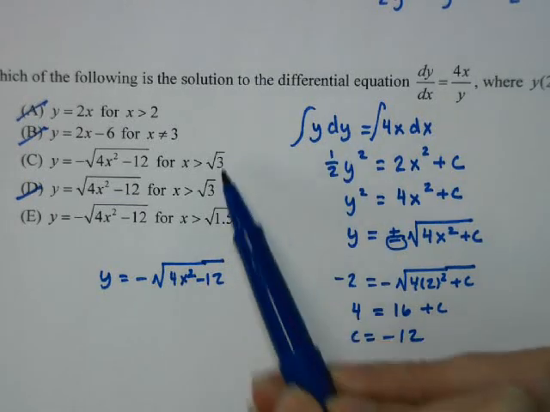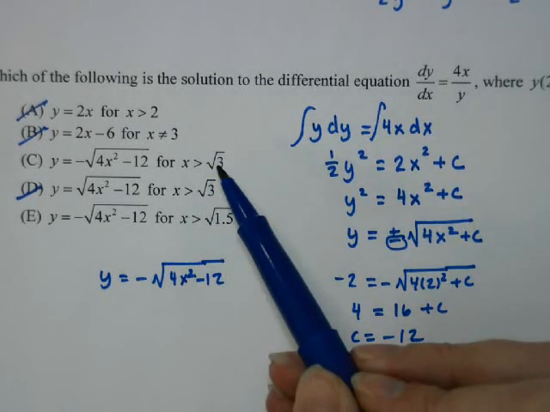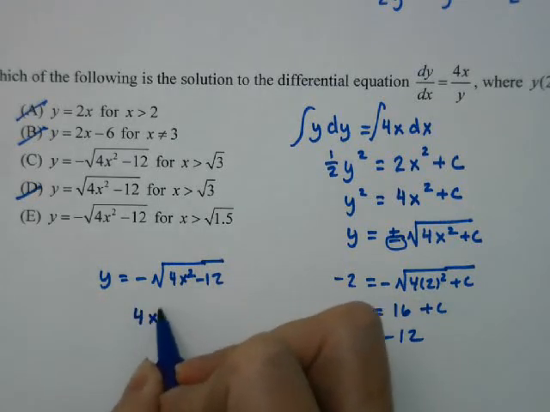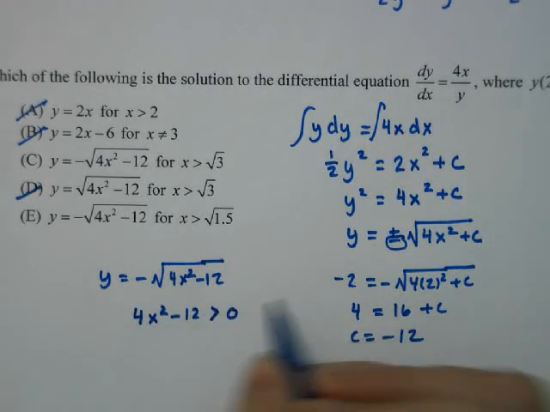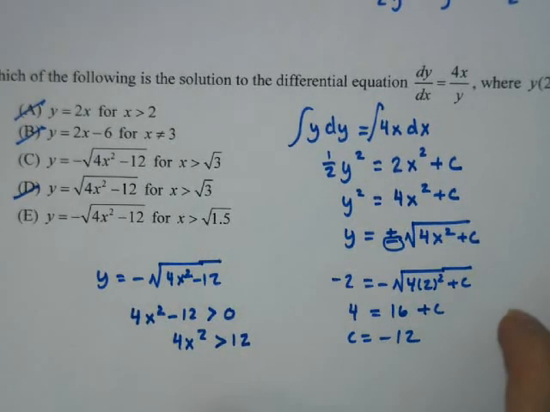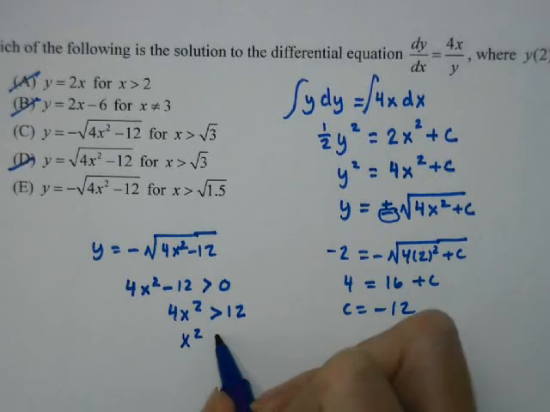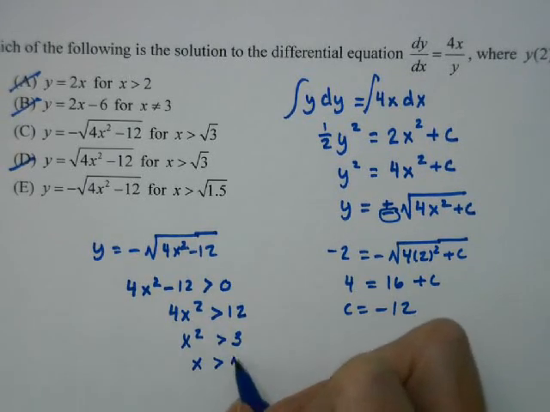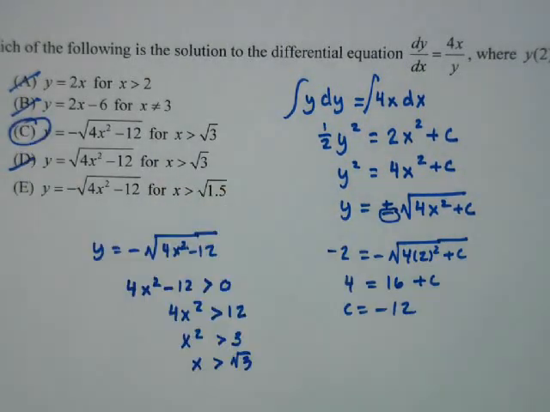Okay, so the difference is this. So why is it root 3 versus 1.5? Well, we need this to be positive. So we need 4x squared minus 12 to be greater than 0, which means 4x squared needs to be greater than 12, which means x squared needs to be greater than 3. So x needs to be greater than the square root of 3. So that is our introduction to differential equations and solving them by separating them and integrating them and using all of our different techniques that we've learned so far.